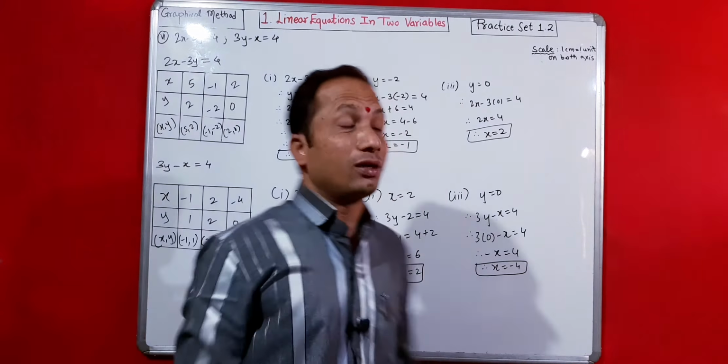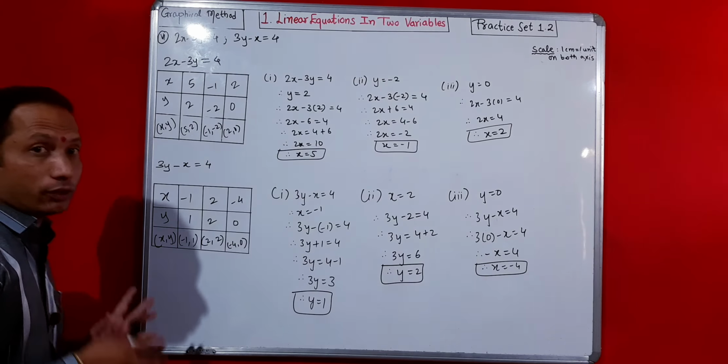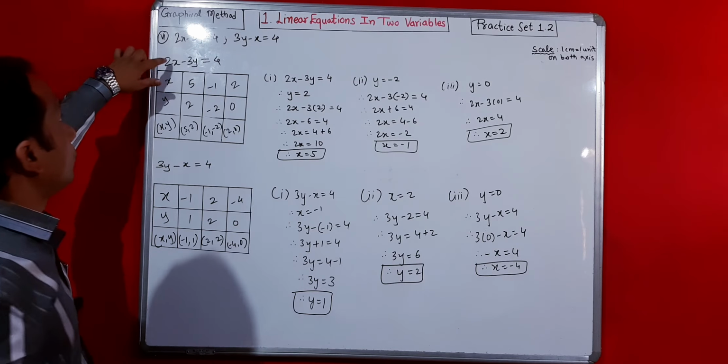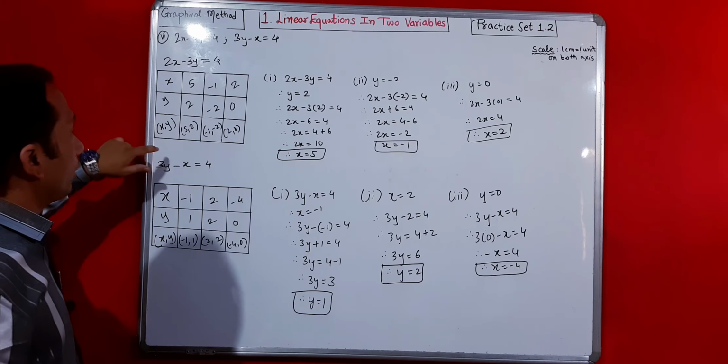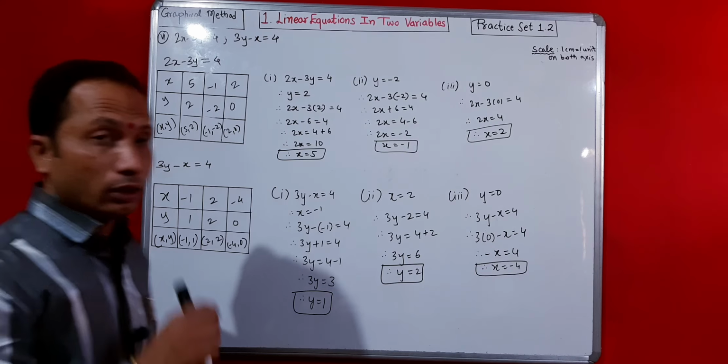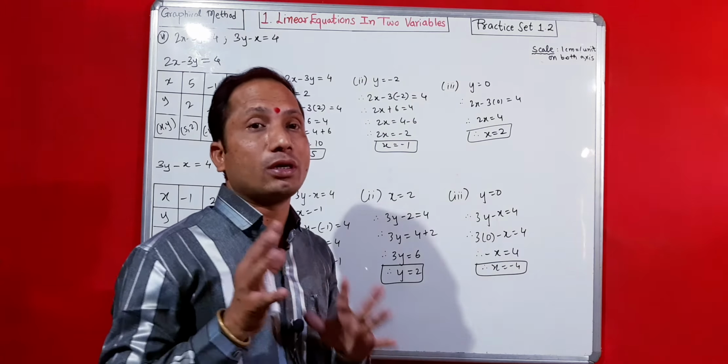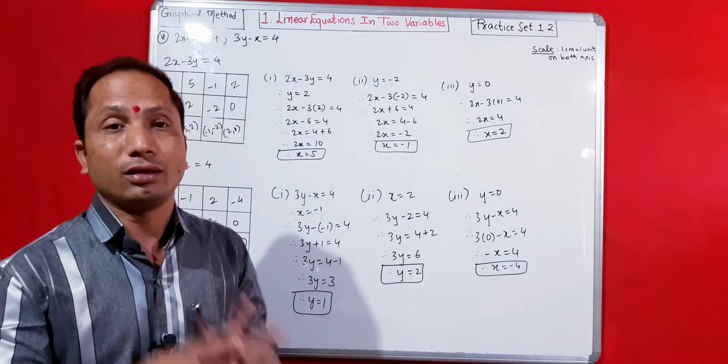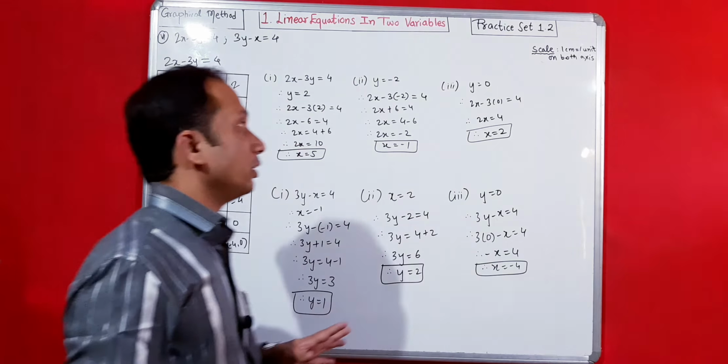This is the last problem and I have calculated the values, only three values. See, 2x minus 3y is equal to 4 and 3y minus x is equal to 4. It is a star mark problem, which means it is HOTS, higher order thinking skills problem. But it is very easy, don't take tension.